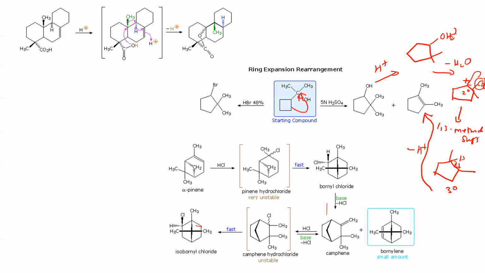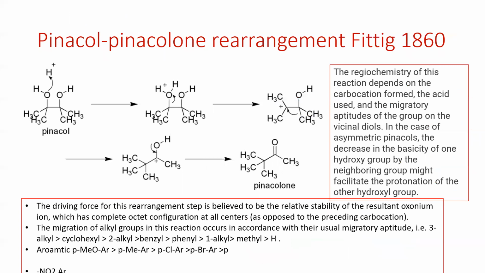The next discussion is about the Pinacol-Pinacolone rearrangement. It is a classic rearrangement, observed in the 1860s by Fittig. You might have studied this reaction during your degree classes. This is pinacol. Pinacol is a vicinal diol, where two OH groups are on adjacent carbon atoms. One OH undergoes protonation and forms a carbocation.